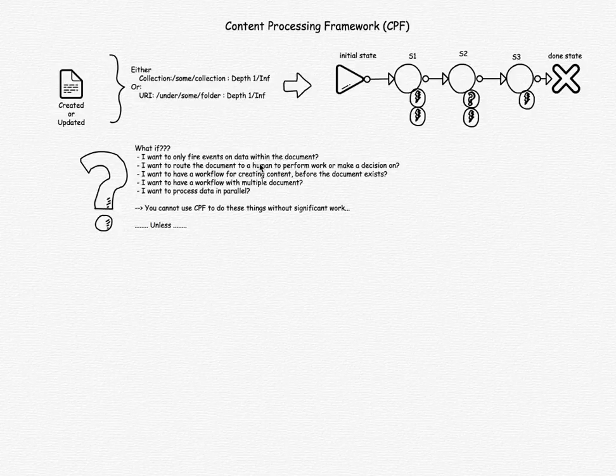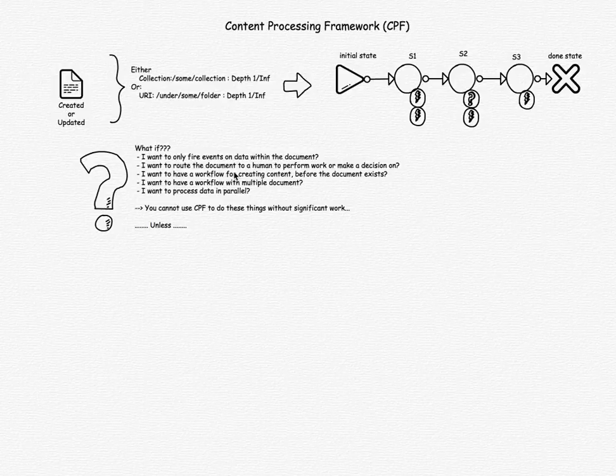Also, if you need to route it to a human, there's no humans here. This is just about processing the document, going through its life cycle, if you think of it that way. So there's no humans involved. Indeed, CPF runs through and then stops. There is no concept of a long-running CPF process. It moves state and then stops until another action occurs, and then the document's updated.